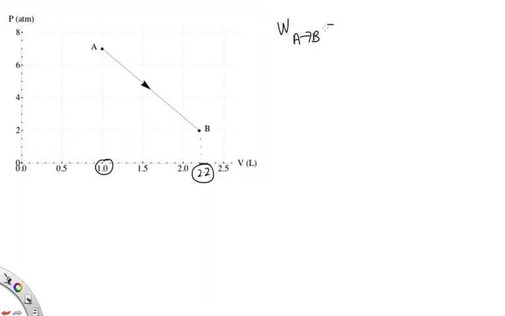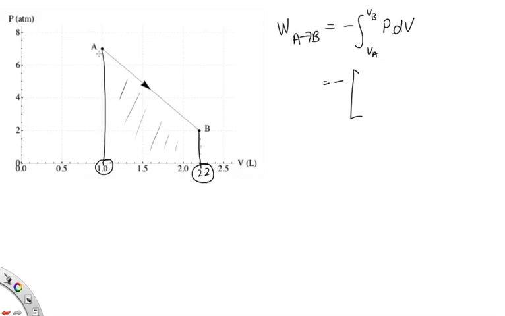So the work done is given by minus the integral from the initial volume, the volume at A, to the volume at B, P dV. The easiest way to solve this integral is to work out the area underneath the curve. That's this area in here, so this is a trapezium. So minus, and to work out the height for a trapezium, we can just take the average height. It's going from 7 atmospheres down to 2 atmospheres. So (7 plus 2) over 2 times 1.01 times 10 to the 5.